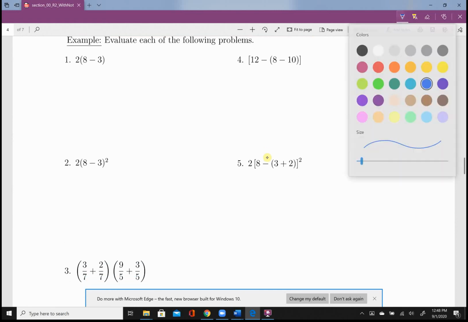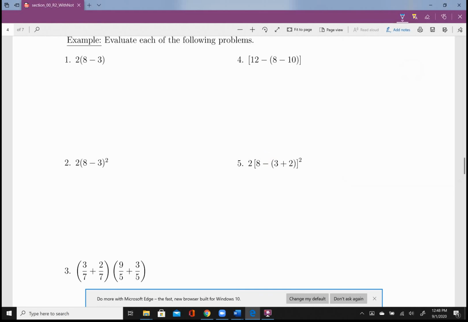Let me go ahead and change the color scheme here for fun. Let's go with this teal color. Let's evaluate each of the following problems. This first one, we want to go inside of the grouping symbol first. So I usually underline the thing that I'm about to do, and then everything else just comes along for the ride. What's 8 minus 3? It's 5. And then next we will go ahead and multiply and get a final answer of 10.